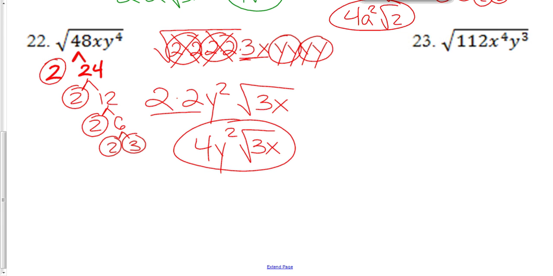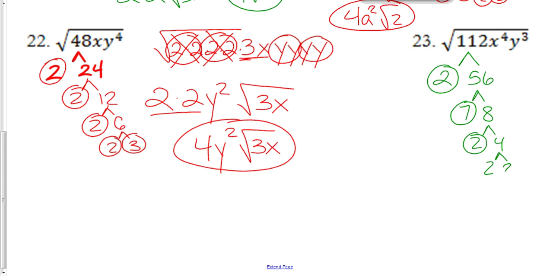Lastly, in 23, 112 breaks down as 2 and 56. 56 breaks down as 7 and 8. 8 breaks down as 2 and 4. 4 breaks down as 2 and 2. So I've got 4 2's and a 7. And then I've got 4 x's and 3 y's.